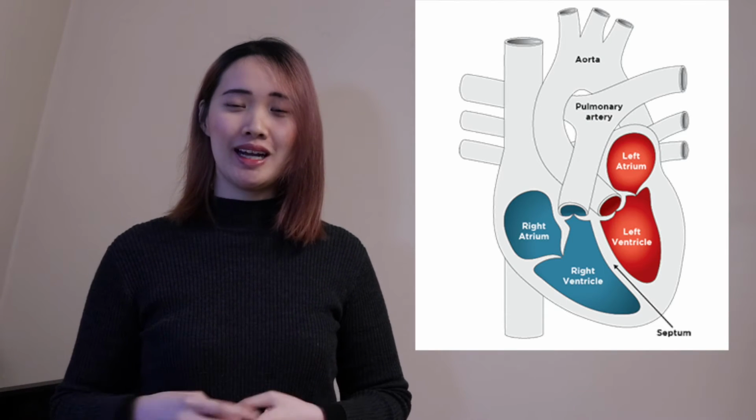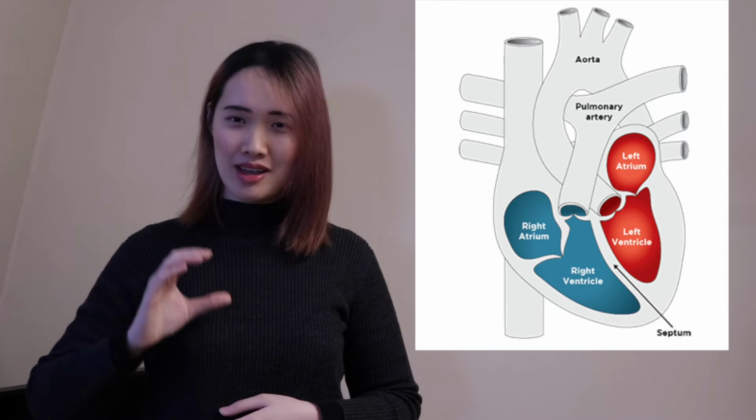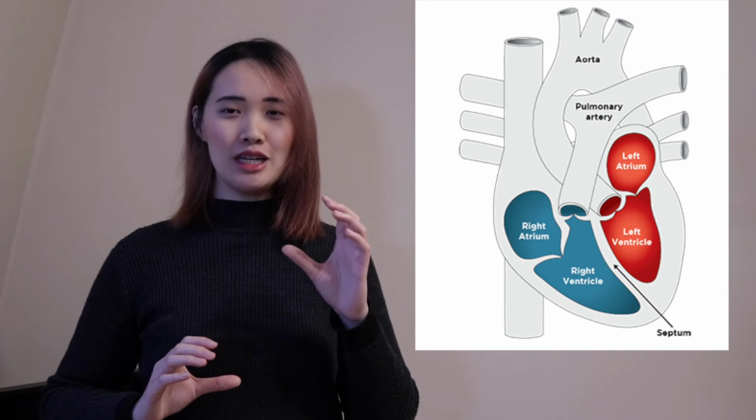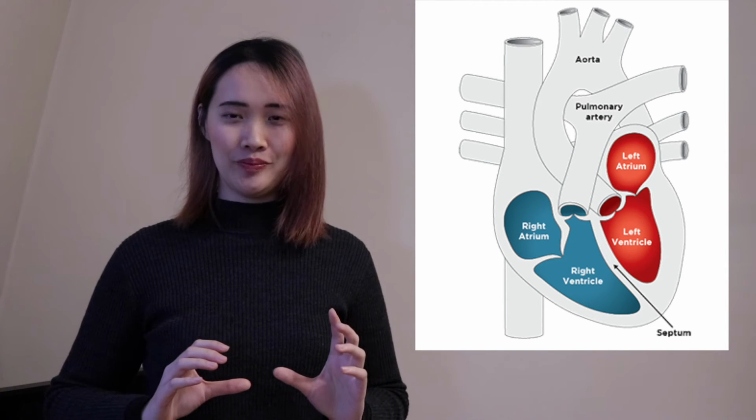So I want to explain how our hearts work in a few minutes. So firstly, we can imagine our heart as a big apartment or a big house, and it has 4 rooms in it. So there are our right atrium, our right ventricle, our left atrium, and our left ventricle.